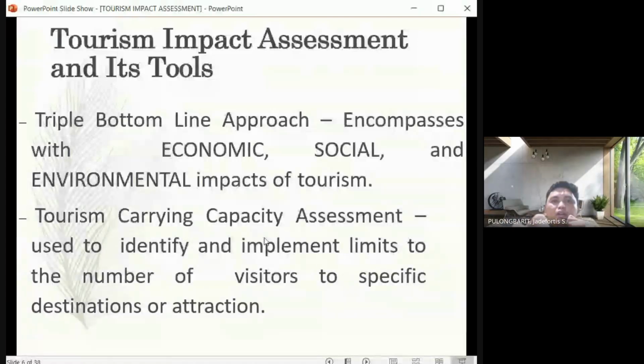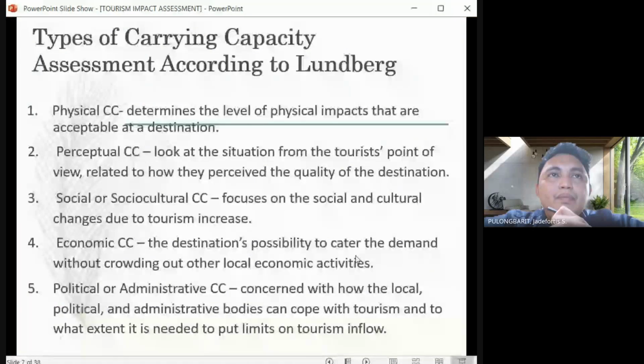Okay, next one. Based on the types of carrying capacity assessment according to Landberg, may tinatawag pong physical carrying capacity. So ito, yung physical carrying capacity, it determines the level of physical impacts that are acceptable at a destination. So mostly mga tao, physical no? Yung level of physical impacts na acceptable ng destination, na kayang i-accommodate ng destination. That is physical carrying capacity.